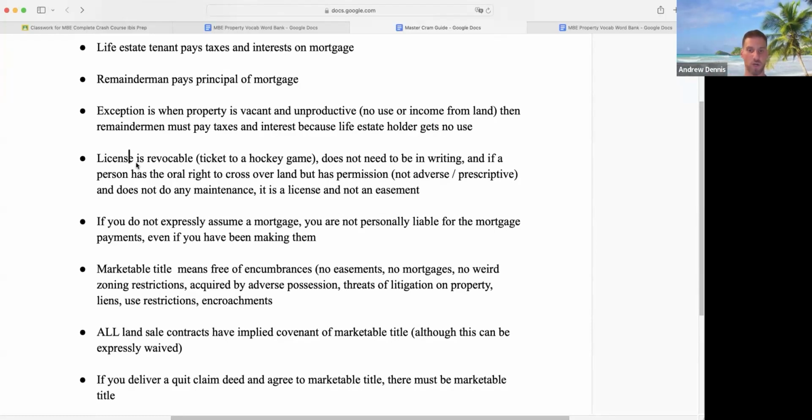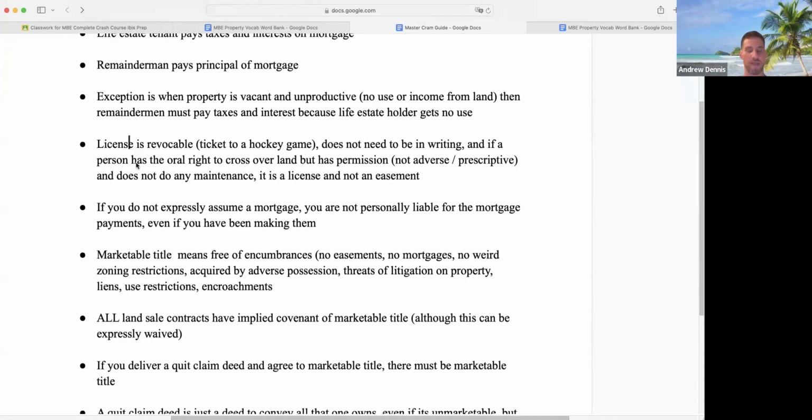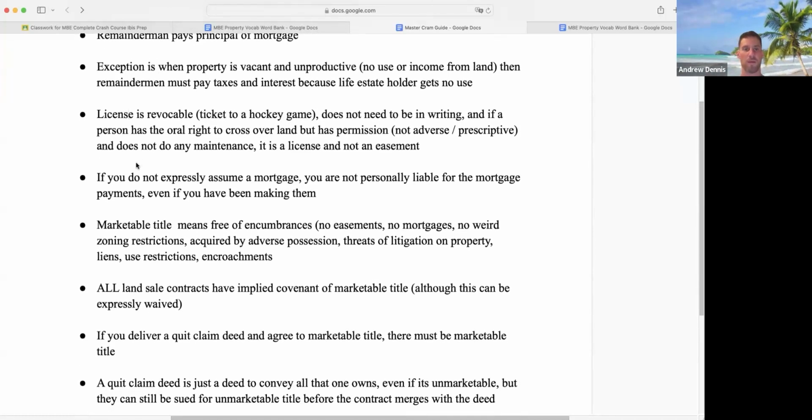If you do not expressly assume a mortgage, you're not personally liable for the mortgage payments, even if you've been making them, right? You can still seek reimbursement.